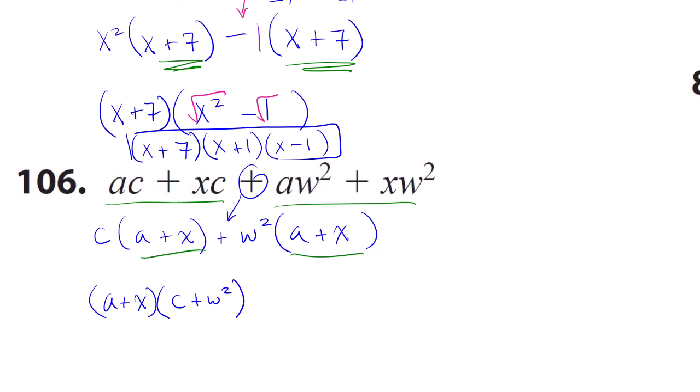Okay, now this we can't factor anymore because neither one of them are perfect squares and it's a sum. Here, this same thing, we can't factor anymore. It's a sum. This is a perfect square, but this isn't, and so there's nothing we can do with that. So that's as far as we can go.